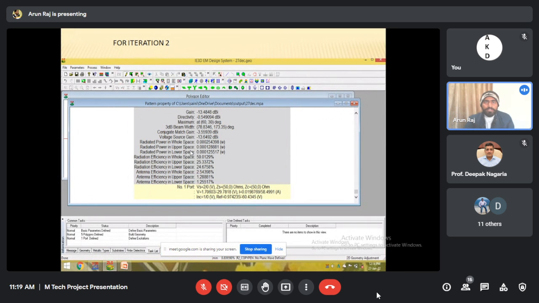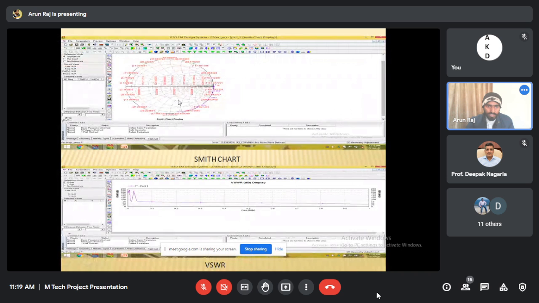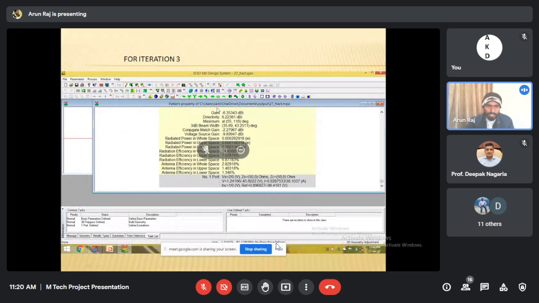This is for iteration 2, square patch array antenna, gain minus 13.484 dB, directivity minus 0.549094 dB, and Smith chart for square patch array antenna. This is VSWR chart for square patch antenna. This is for iteration 3, fractal array antenna, gain minus 6.35 dB, directivity 6.2261 dB.